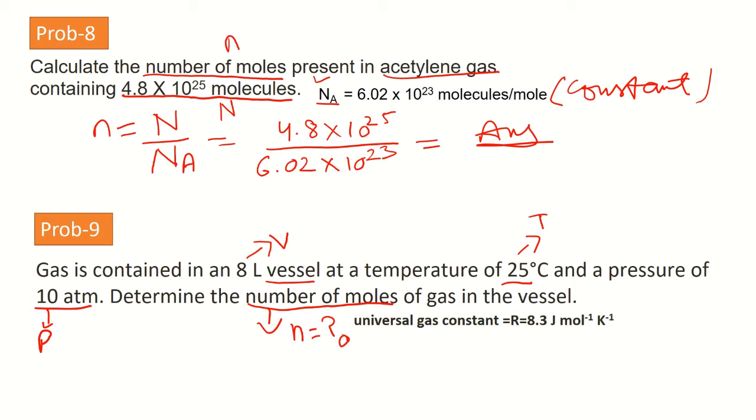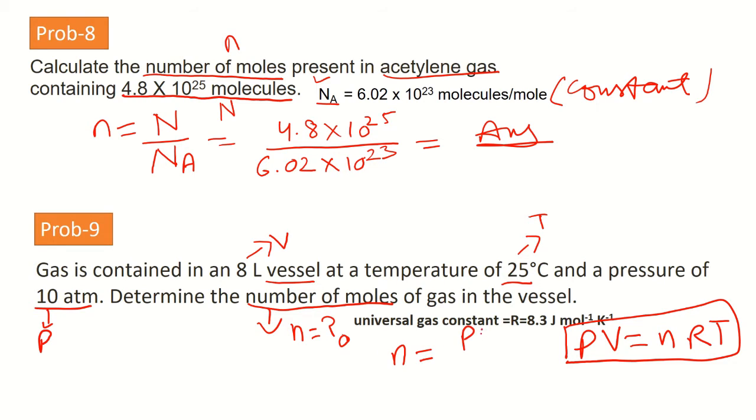So according to the given data, what formula do you have to use? The formula you have to use is PV equal to nRT. So this is the formula that you can use to find the number of moles. And if I solve this formula, it will become like this: n equal to PV divided by RT. So this formula you have to use for the number of moles.